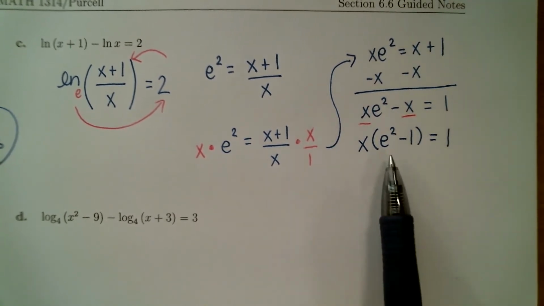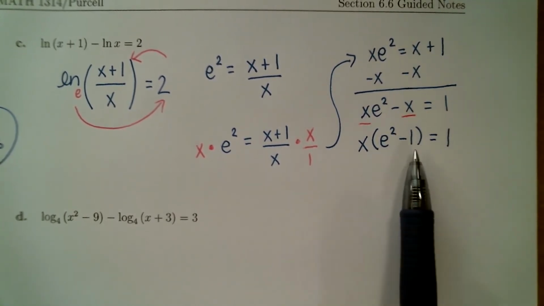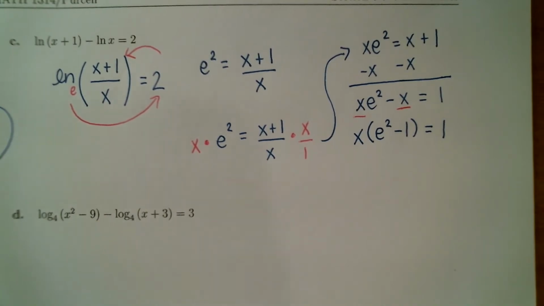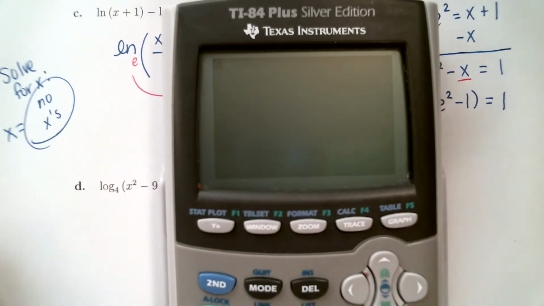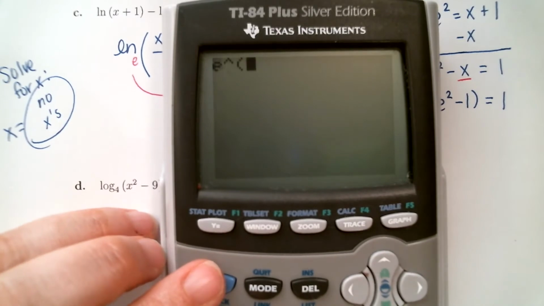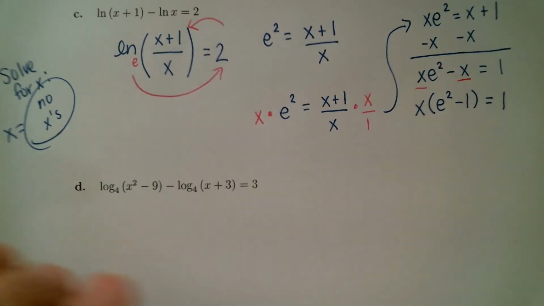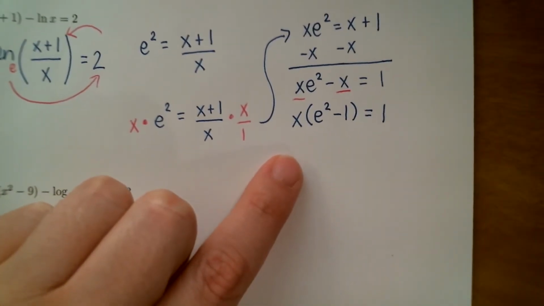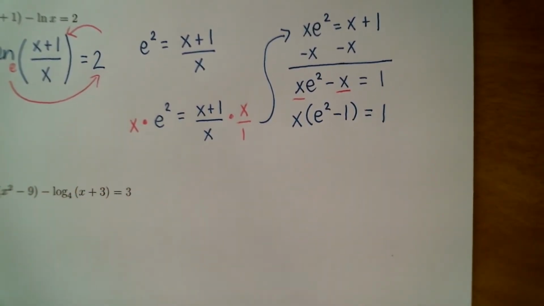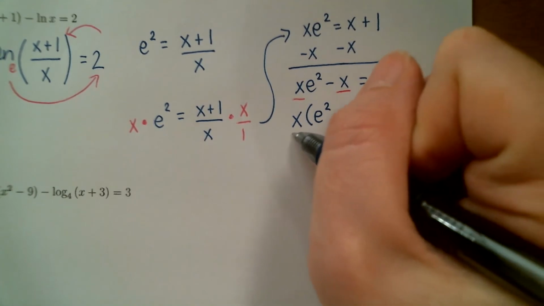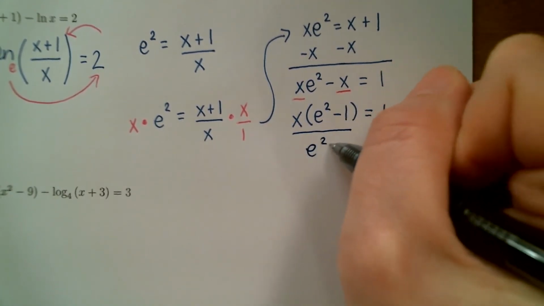This quantity in parentheses is a number. You could actually see that from your calculator. E squared is just a number. So that means e squared minus 1 is just a number. So the x here is being multiplied by just a number. Again, we're not going to write out the decimal expansion. We're going to leave it as e squared. So this is x times some number. To get x by itself, we're going to divide off that number.